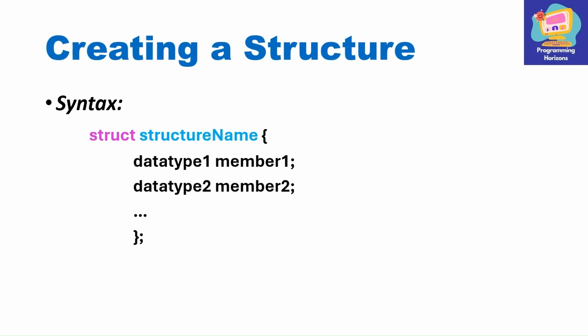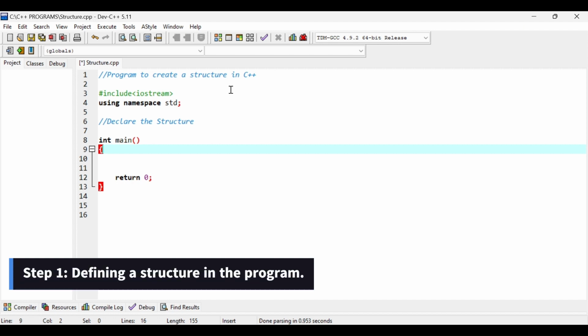In order to create a structure within our program, we need to first specify the keyword struct followed by the name of the structure, which is written according to the rules for identifiers. Then within a pair of curly brackets, we mention all the variables along with their data types which are the members of the structure. So let us see how to create a structure in a C++ program.